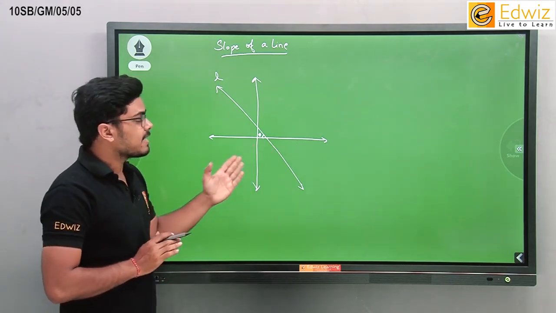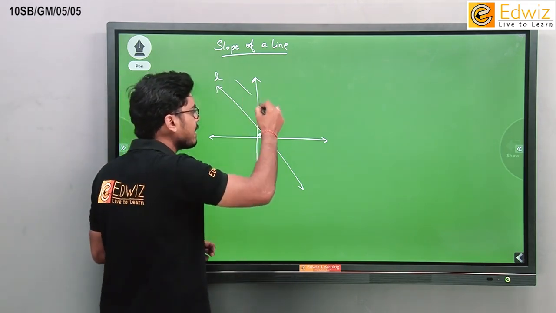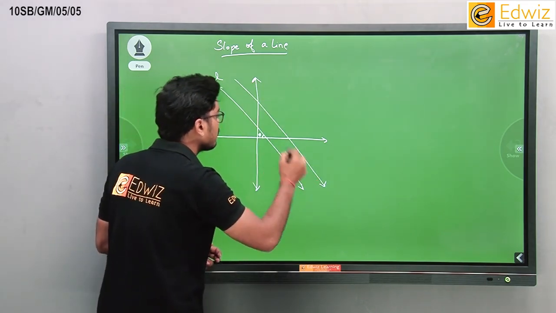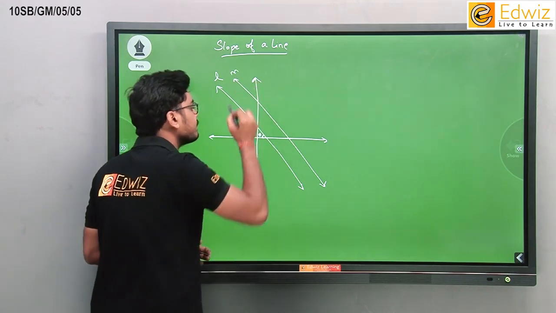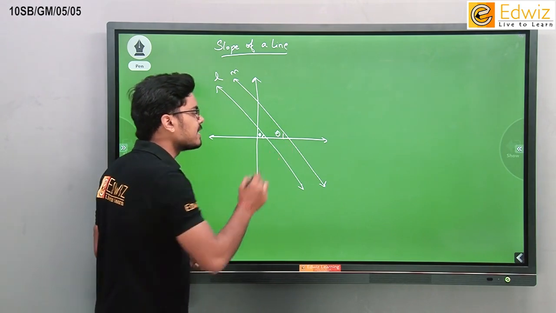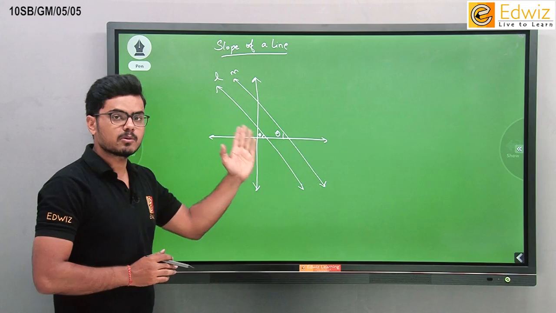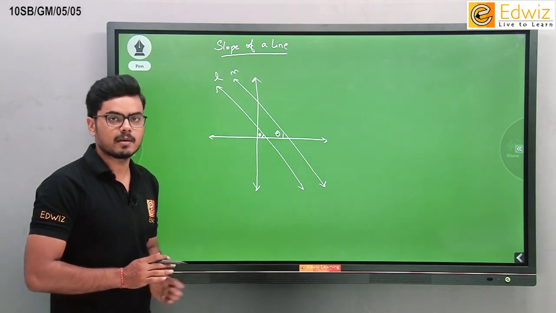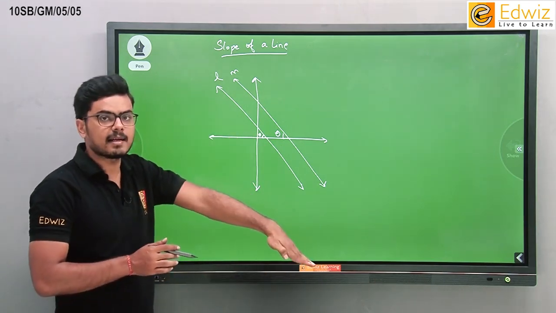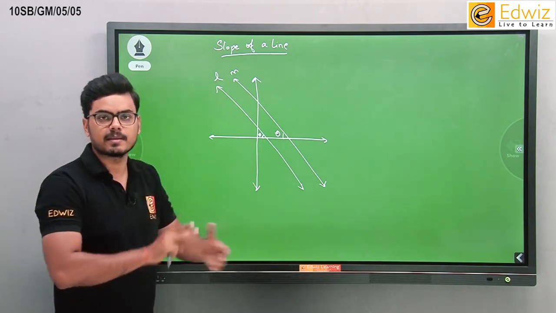Okay, but if I take a line parallel to this, if I draw a line exactly parallel, line M, it will make the same angle theta with the x-axis, isn't it? If it is parallel then obviously its slope will be exactly the same. If a surface is inclined like this and another surface parallel to it is inclined the same way, both are at the same slope, correct?